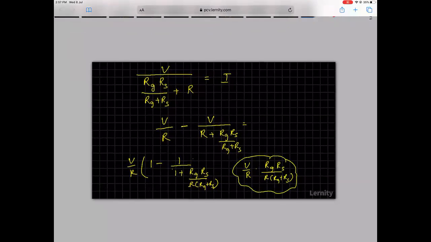Because Rs is very small, the error is very small. This is the current after connecting the voltmeter. This was the current before connecting the voltmeter. The difference between the two will give you the error.